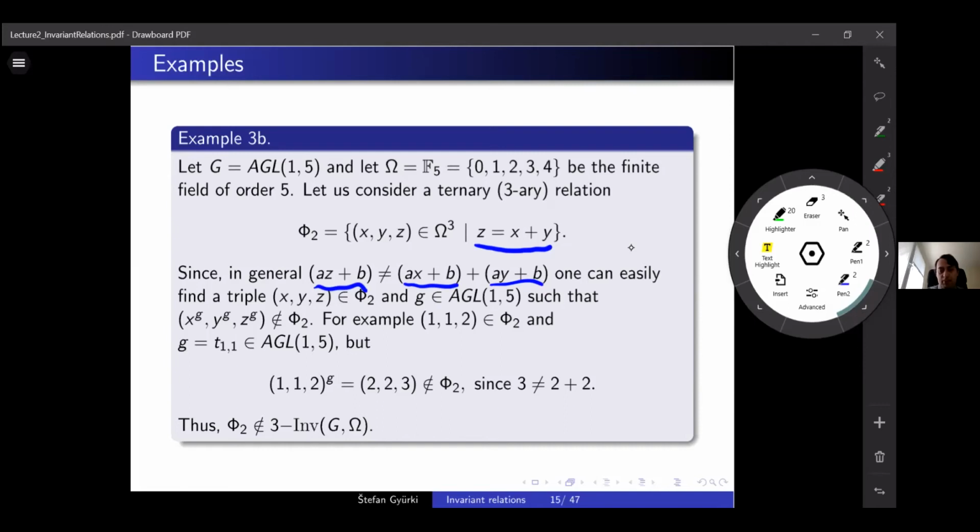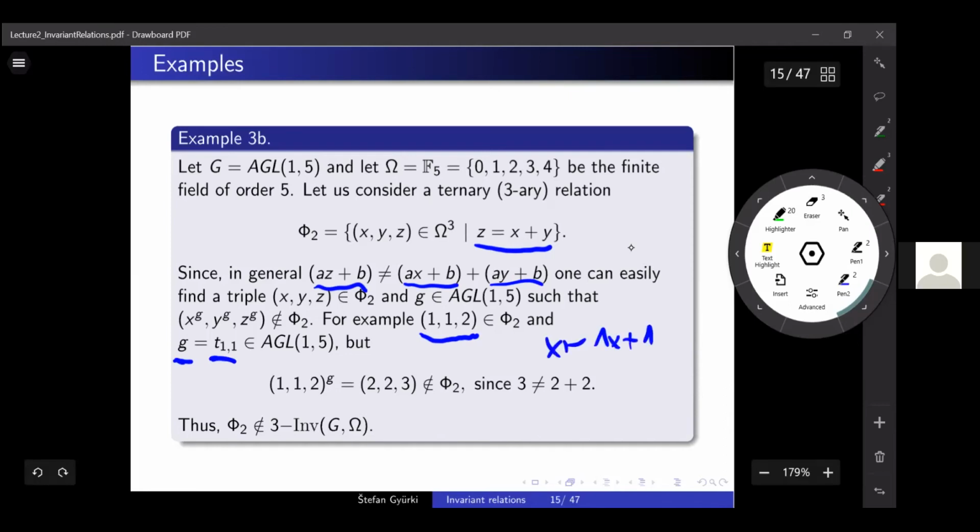in each case. So for example, if I am choosing x, y to 1, then clearly if I am putting z equals 2, then 1, 1, 2 is in the relation phi2. And if I am mapping it, for example, by the element G, which is defined, which sends x to 1x plus 1, then 1 is sent to 2. The second coordinate is also 2, and the 2 is sent to 1 times 2 plus 1 equals 3. But it is easy to check that 2 plus 2 is not 3 in the finite field of order 5. So in this manner, I can see that the relation phi2 is not tree invariant.